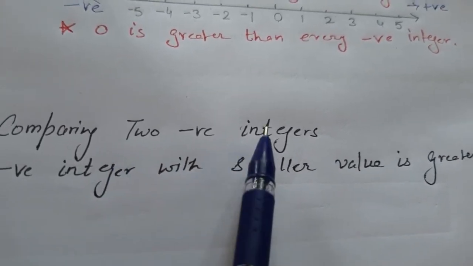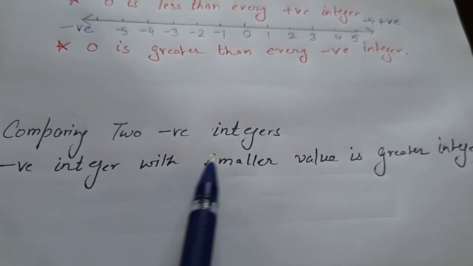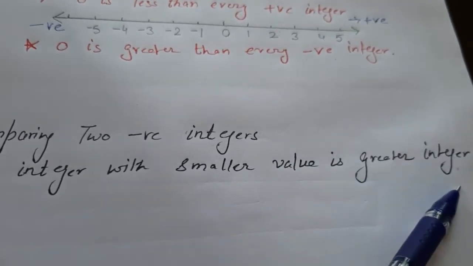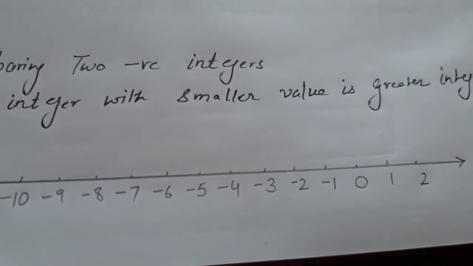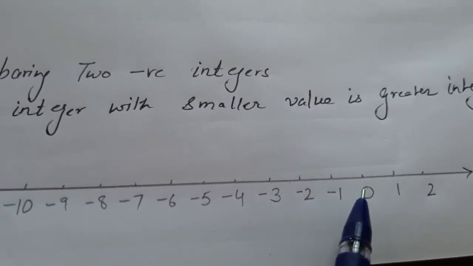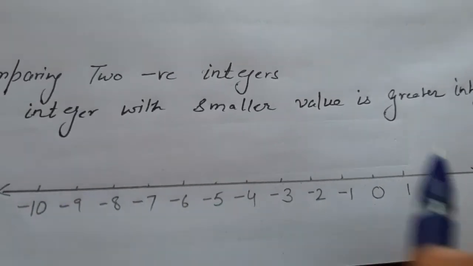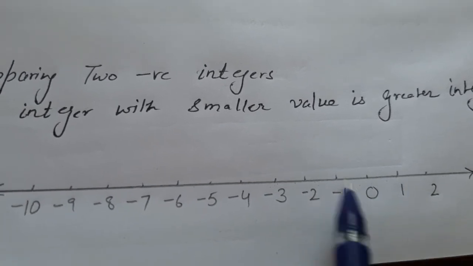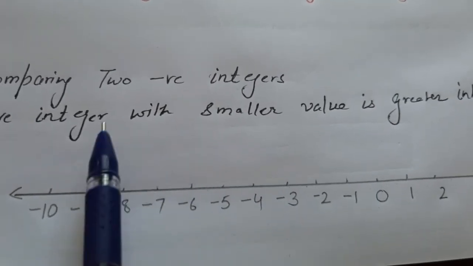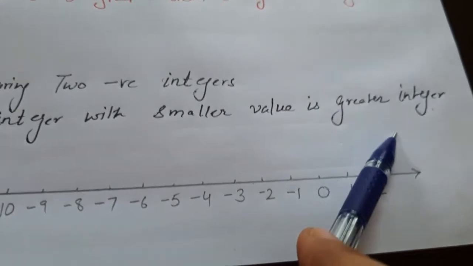Next is comparing two negative integers. When we have to compare two negative integers, we know the negative integer with the smaller value is greater integer. So let us consider a number line to explain this. I am considering a number line and I have taken 10 negative integers here and only 2 positive here. So we want to compare two negative integers.